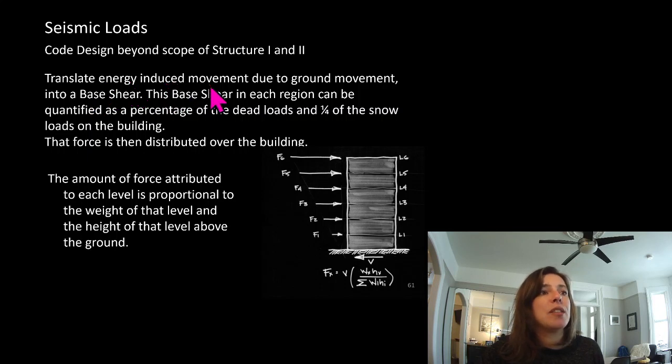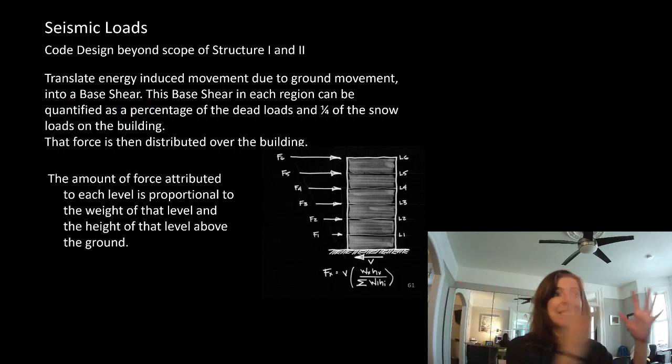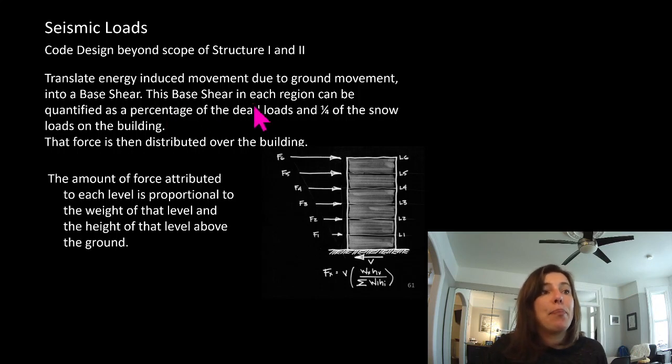Translate energy-induced movement due to ground movement into a base shear. So we're taking the ground movement and turning it into a force that's trying to slide our building. The base shear in each region can be quantified as a percentage of the dead load and a quarter of the snow load on the building.